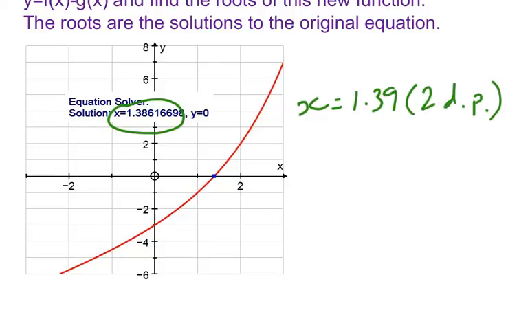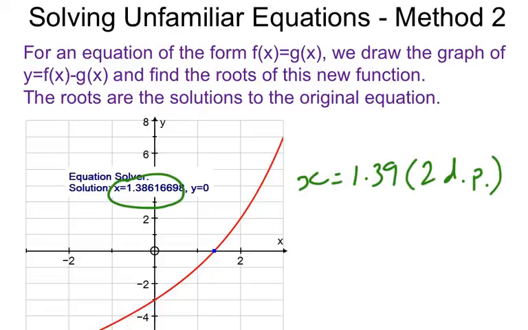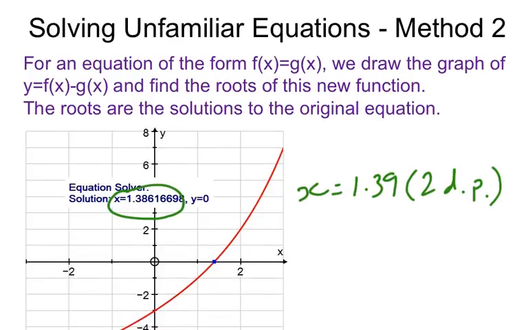This second method finds exactly the same answers as the first method. As I said, this one uses a bit of algebraic manipulation, whereas the first one requires you to draw two separate functions. Unless it specifically says which method you should use, you can use either to solve any equation that comes up with any complicated functions on either side of the equal sign.